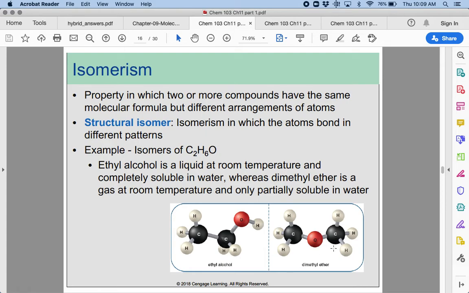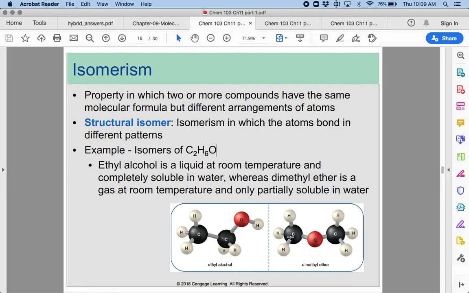So we have 2 different structural isomers for the compound C2H6O. We have ethyl alcohol, also known as ethanol. If you're 21, this is the fun stuff you can drink. And dimethyl ether. Now we can see we have the 2 carbons bound together and we have a hydroxyl OH group up here. The other way we could do it is have 2 groups where we have CH3, CH3, and sandwich the oxygen in between.